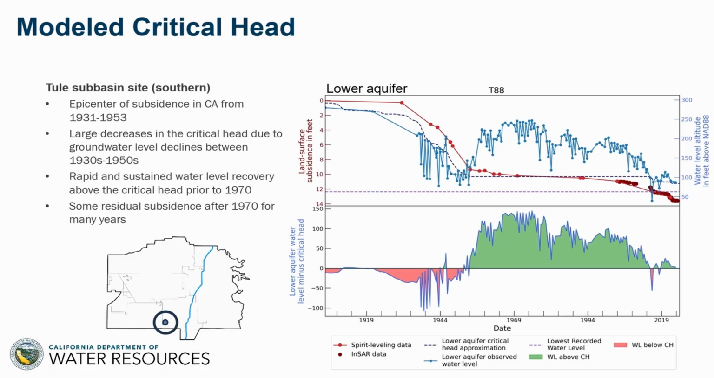So from about 1954 to about the mid-1990s, there was very little subsidence, and then even after, not much until about the mid-2000s, when water levels started to decline again after approaching or exceeding the critical head once more. This kind of critical head analysis can really help when you're telling the story of why you're getting subsidence in a particular location.